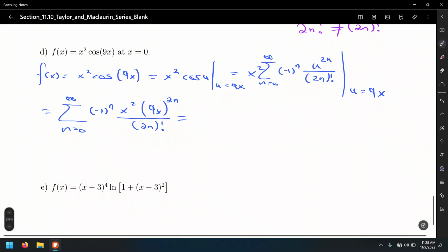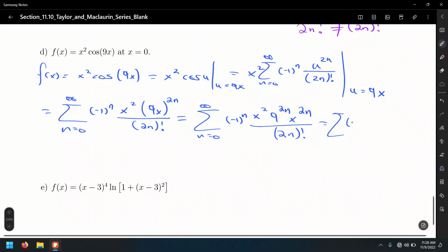Number 1, let's distribute the power 2n to the 9 and to the x right here. Sum from n equals 0 to infinity, x squared, 9 to the 2n, x to the 2n over 2n factorial. So there's a couple of things to do right here. Number 1, combine that x squared with the x to the 2n to turn it into, I'm going to leave a space for something, you'll see, x to the 2n plus 2 over 2n factorial.